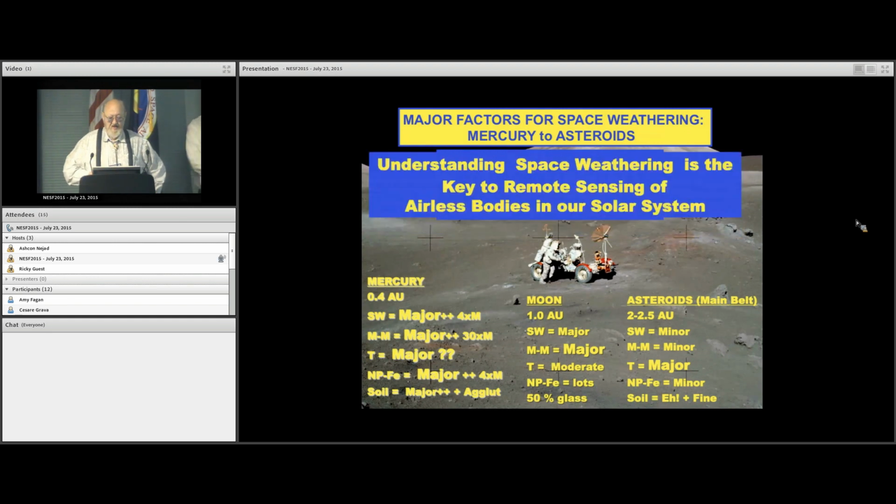So today I've tried to emphasize that understanding space weathering is the key to remote sensing of airless bodies in the solar system. And I've tried to give you a bit of a flavor for the complexities that can exist. Modeling this is really a hard thing to do, and it's going to take a lot of very fine-grained observations, mainly high-resolution TEM type stuff, things that we couldn't have done 10 years ago, 20 years ago, or 40 years ago. So I thank you very much for your attention.